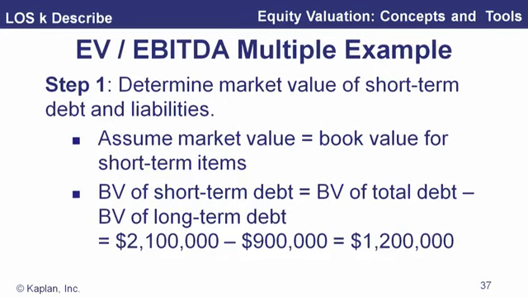So the first step, determine the market value of short-term debt and liabilities. Well, we assume that market value and book value are close for short-term debt items, right? The present values of them don't change that much with changes in interest rates. So we know the book value of short-term debt is the book value of total debt minus the book value of long-term debt. Well, we're given that book value of long-term debt is $900,000 here, so we can subtract that off total debt, and that must be our book value of short-term debt. And because it's short-term, we can use the book value.